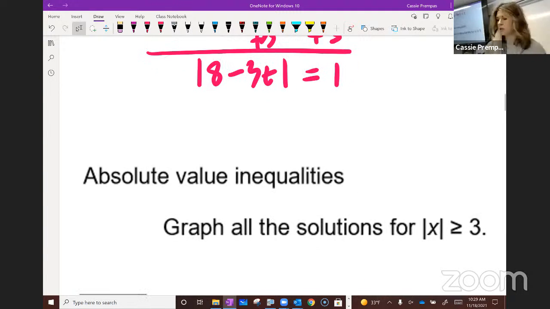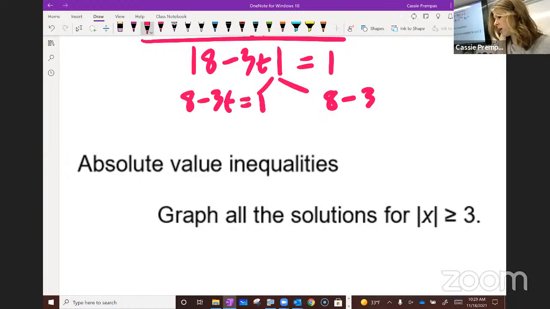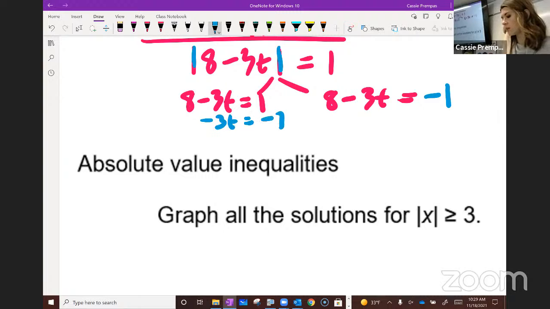All right, guys, the darker colored shirt should have said 8 minus 3t is equal to 1, and 8 minus 3t is equal to -1. That's how you undo the absolute value. Set it up equal to the positive answer and the negative answer. Then solve for both. So if you solved this, you would have -3t equals -7.